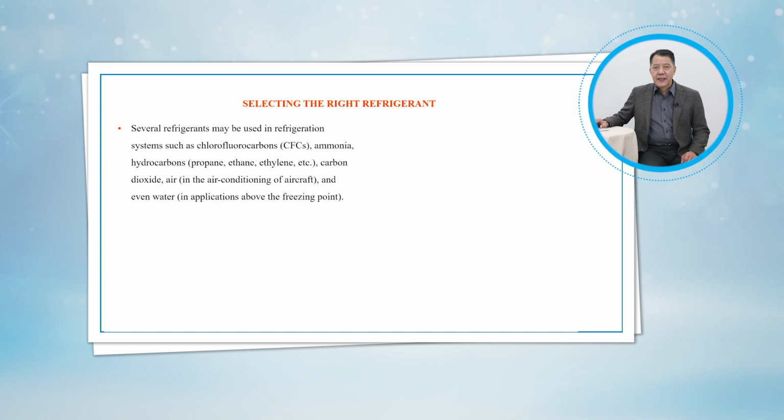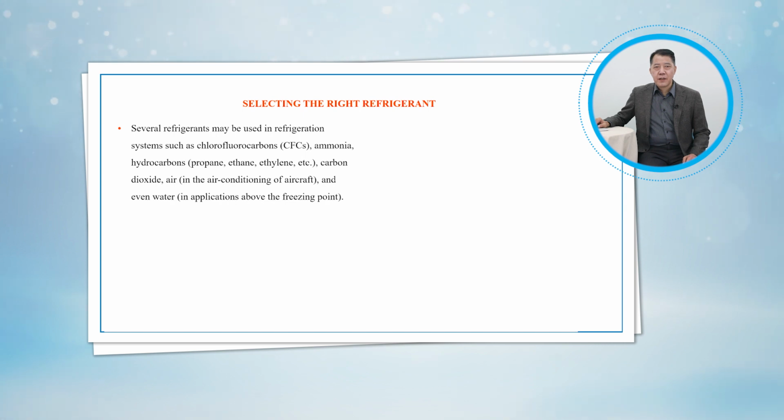When designing a refrigeration system, there are several refrigerants from which to choose, such as chlorofluorocarbons, hydrofluorocarbons, hydrochlorofluorocarbons, ammonia, hydrocarbons, carbon dioxide, air, and even water. The right choice of refrigerant depends on the situation at hand.